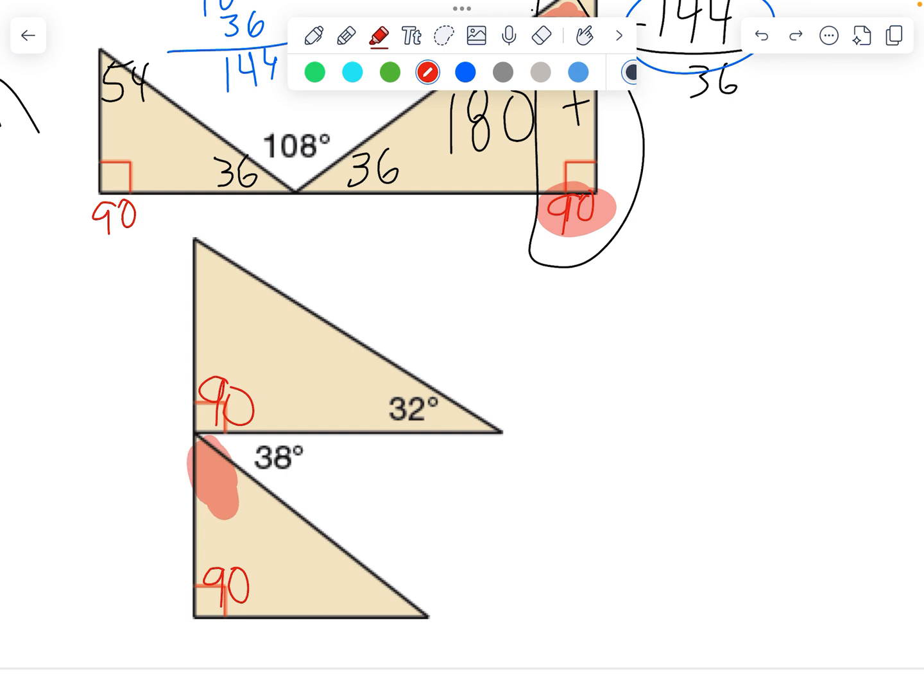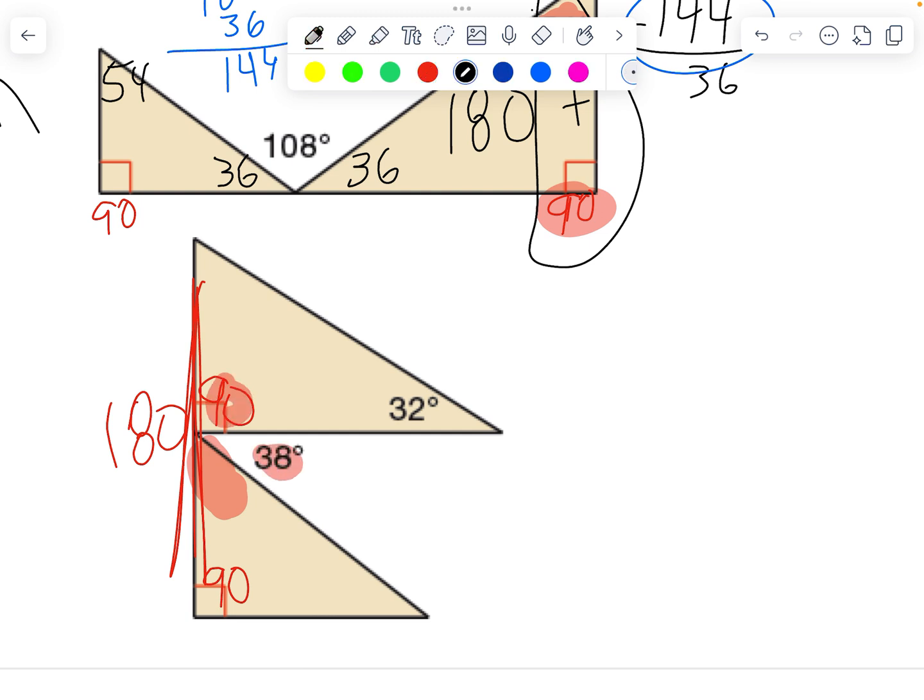Let's highlight it right here. Let's look at this angle right here, because we know that together, this whole thing makes 180 degrees. That's a straight line. So let's add 90 and 38 and see what we get and subtract them from 180, okay?